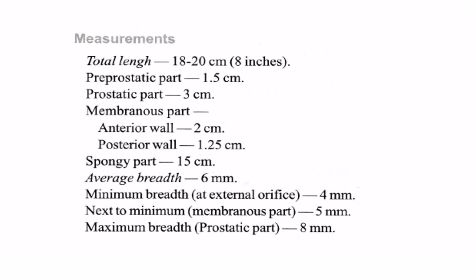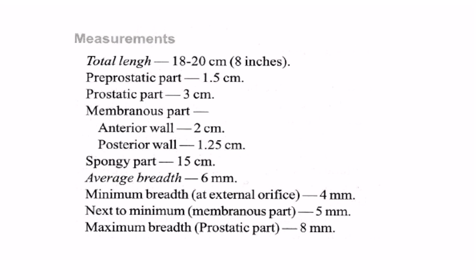The pre-prostatic part measures around 1.5 centimeters. Then prostatic part measures 3 centimeters. The membranous part has different length compared to anterior wall and posterior wall. Anterior wall is 2 centimeters and posterior wall is 1.25 centimeters. So in membranous part, anterior wall is longer than the posterior wall. The spongy part is approximately 15 centimeters and average breadth is 6 millimeters.